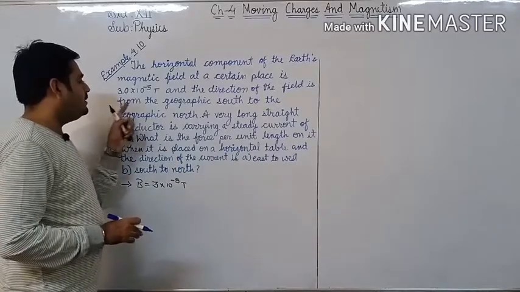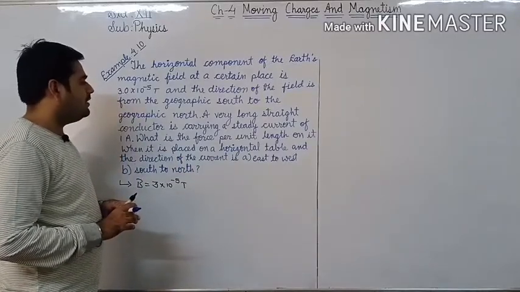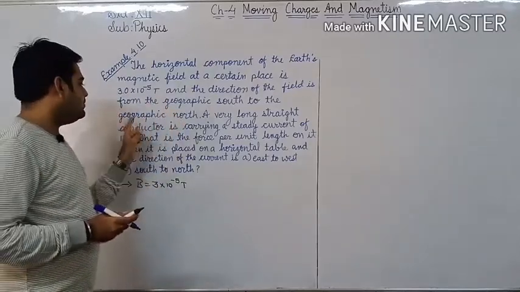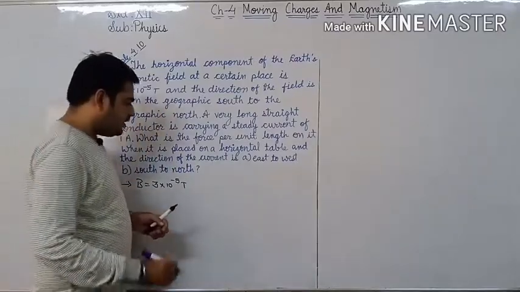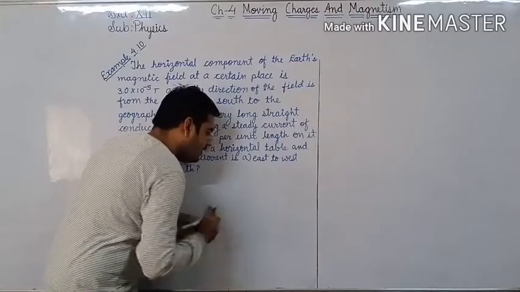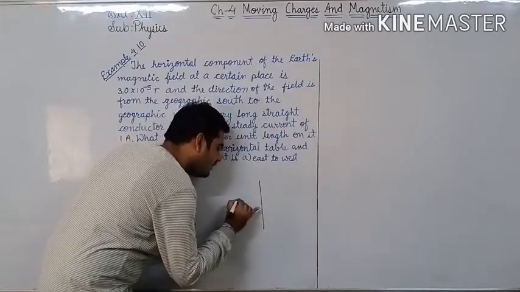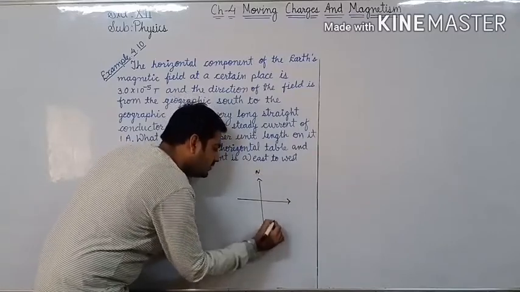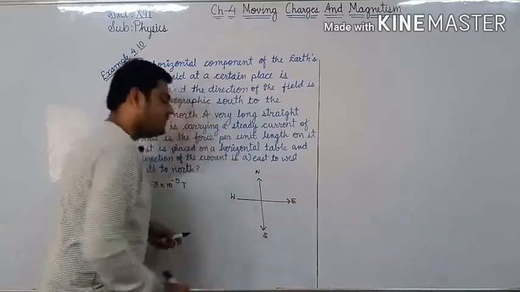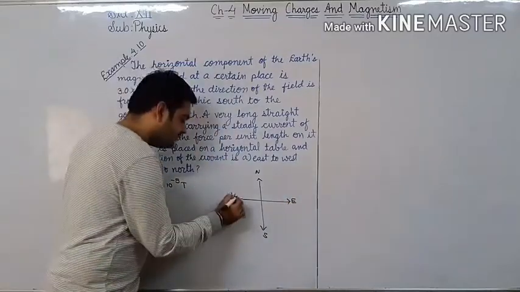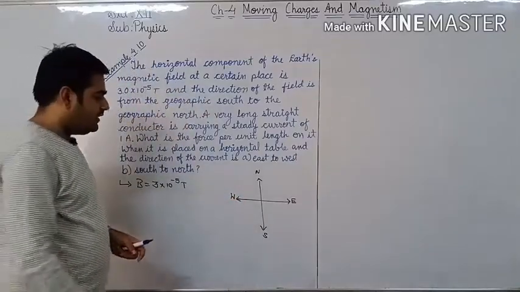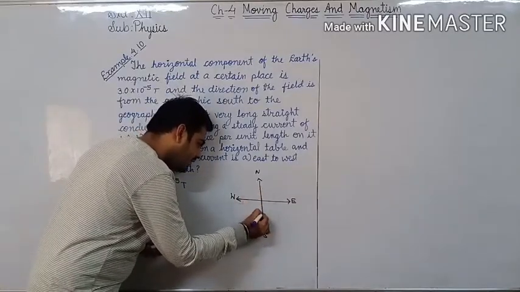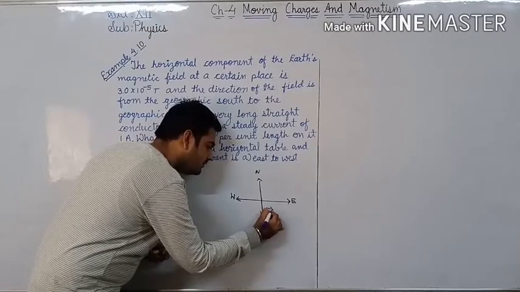And the direction of the field is from geographic south to the geographic north. Direction of the magnetic field is given to us, that is from geographic south to the geographic north. मतलब साउथ टू नॉर्थ है मैग्नेटिक फील्ड की डायरेक्शन. North, south, east, west. What is the direction of magnetic field? That is from north to south. So direction of magnetic field is from north to south.